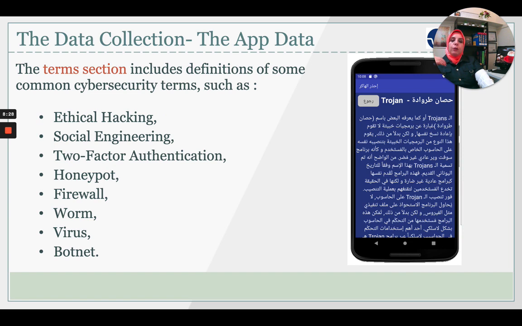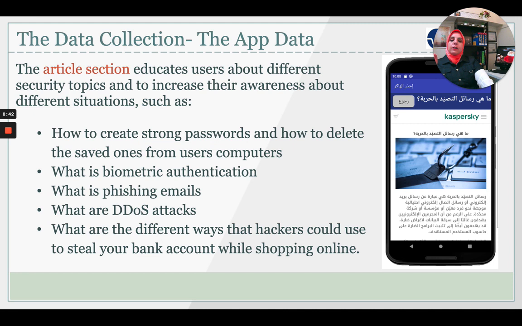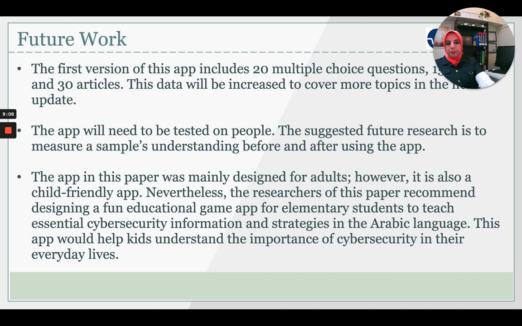The term section includes definitions of some common cybersecurity terms, such as ethical hacking, social engineering, two-factor authentication, honeypot, firewall, worm, virus, botnet. The article section educates users about different security topics and increases their awareness about different situations, such as how to create a strong password and how to delete the current one, what are phishing emails, what are DDoS attacks, what are the different ways that hackers could use to steal your bank account while shopping online.